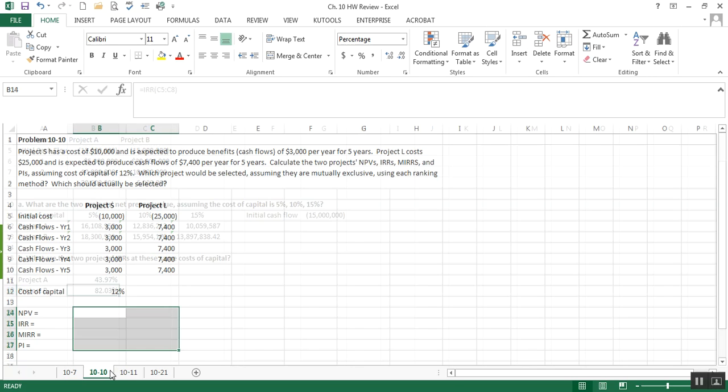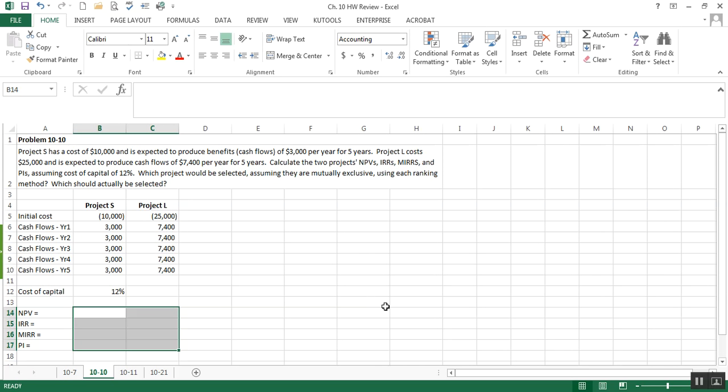Let's look at problem 10-10. Again, we're given two projects, project S and project L. Based on the information that was given to us in the problem, I've laid it out here. We have an initial cost of $10,000 for project S, and project L has a $25,000 initial cost. And then they have cash flows for years 1 through 5, $3,000 each year for Project S, and $7,400 each year for Project L. Both of them have a cost of capital of 12%.